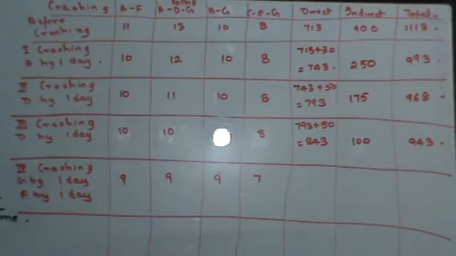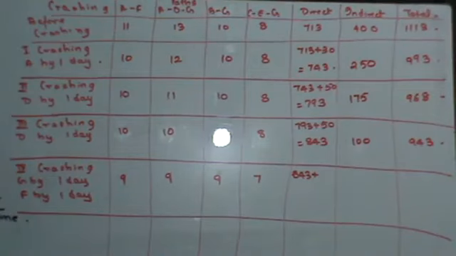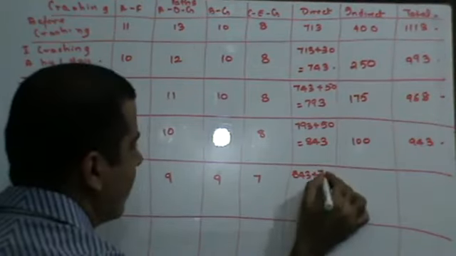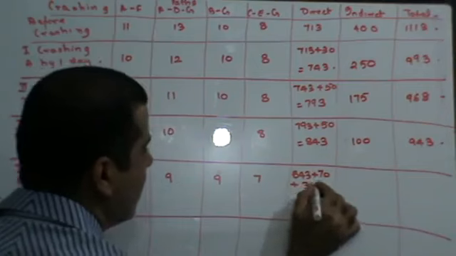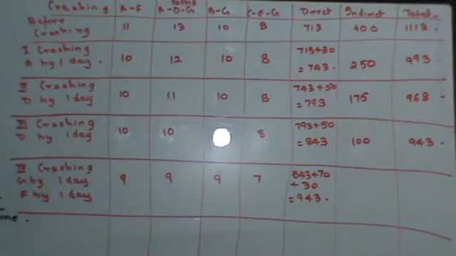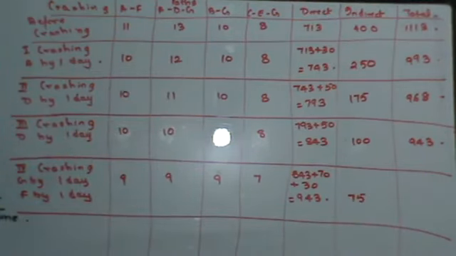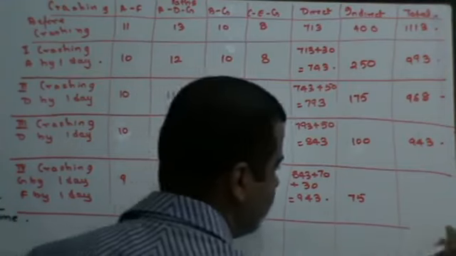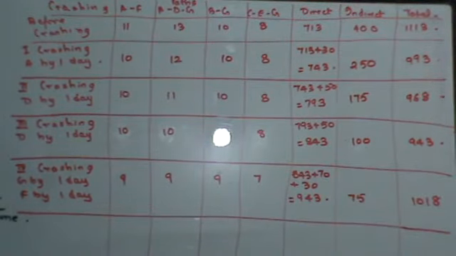Right? Now let's see this. My cost was 843. To crash G, the crashing cost of G was 70 rupees. Plus I had to crash F also. The crashing cost of F was 30 rupees. So this becomes 943 rupees. Right? The indirect cost for 9 days is 75 rupees. Right? So 943 plus 75 is 1018. Right, do we get this thing clear? So after fourth crashing, my total cost becomes 1018.